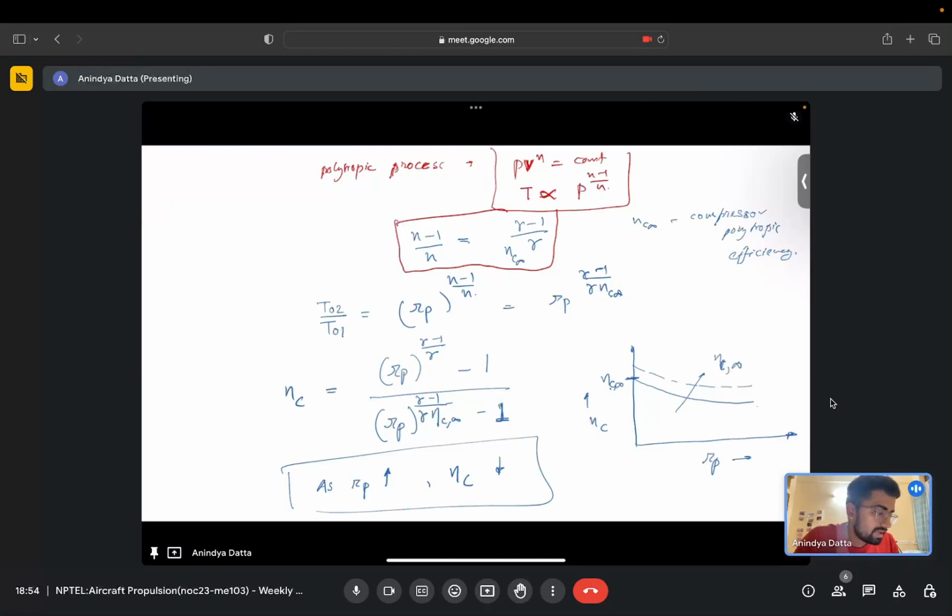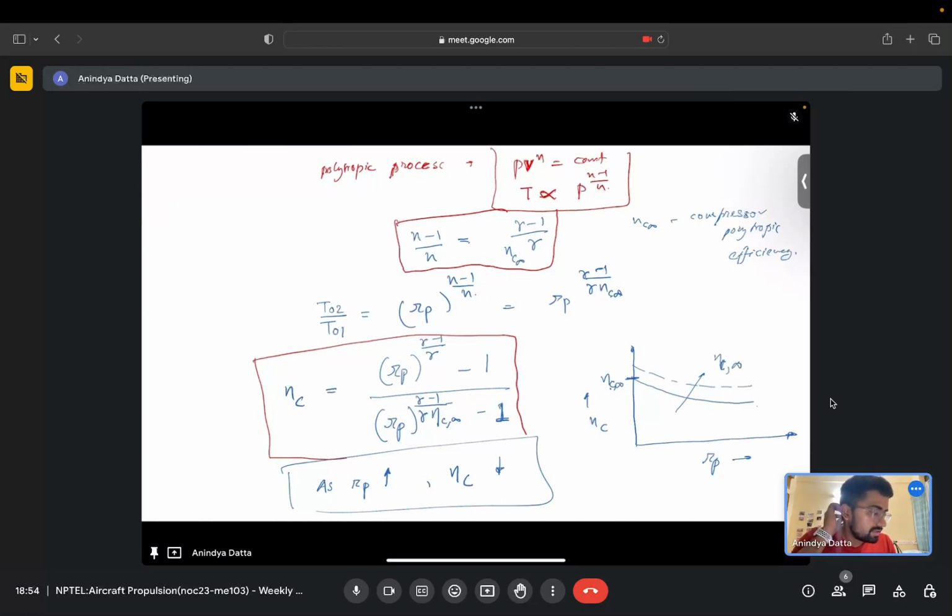Okay, and again the actual temperature ratio is modeled as a polytropic process, so we get rp to the power (n minus 1) by n, which again we can express in terms of polytropic efficiency. Finally we get this expression, right? So this is how isentropic compressor efficiency depends on pressure ratio rp and polytropic compressor efficiency eta c infinity.